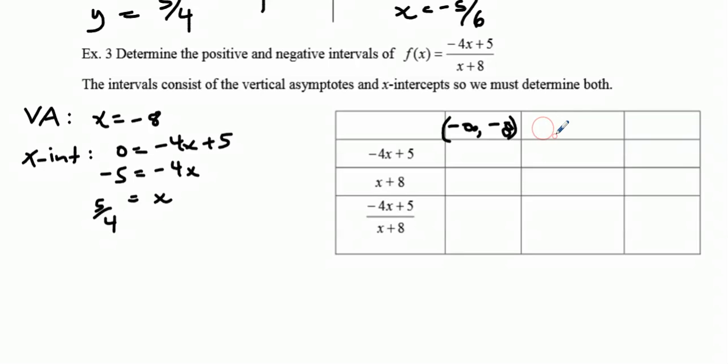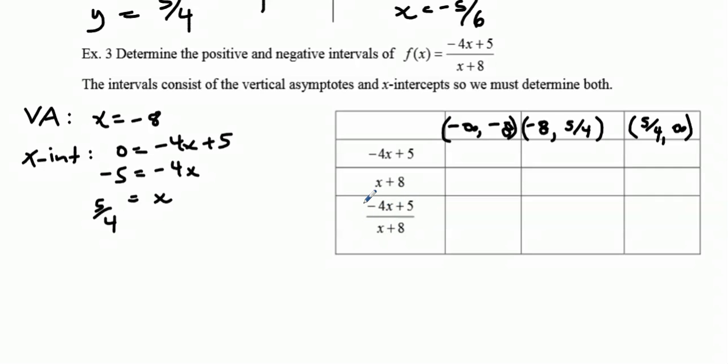Whatever the lower value is, it's just like before, that's what we're starting with. And then we're going to go from negative 8 to our 0, and then from our 0 to infinity. And we're going to test, and it's going to look a little different now, because we're testing the top and the bottom.